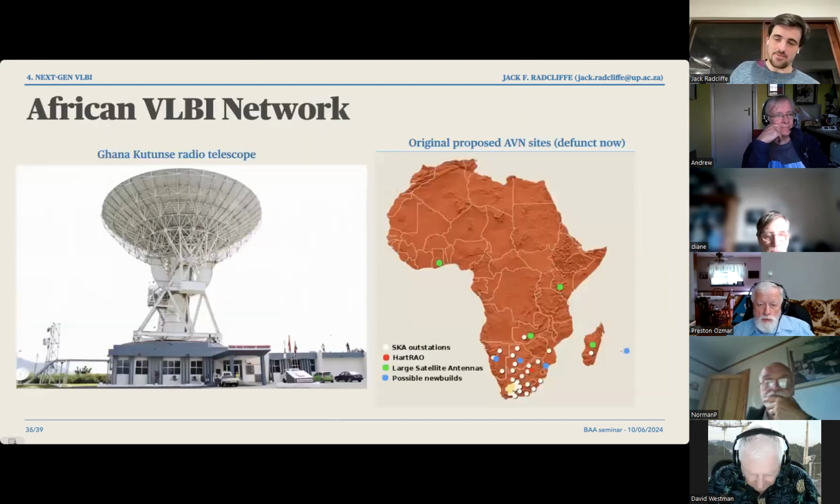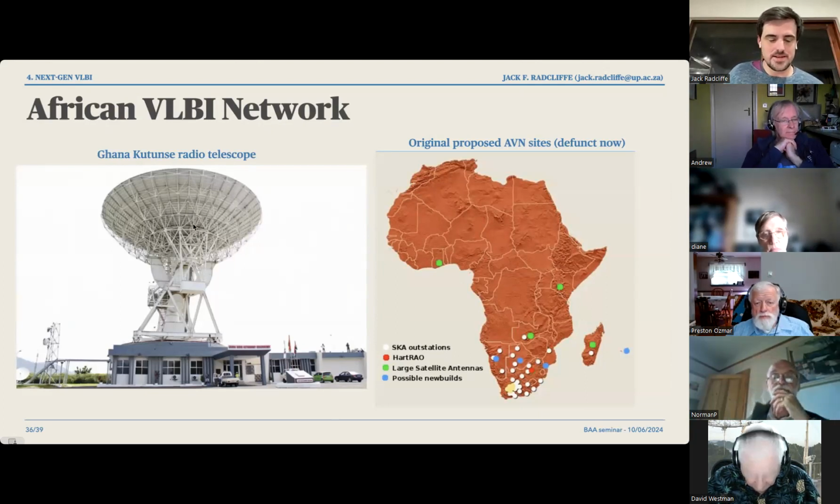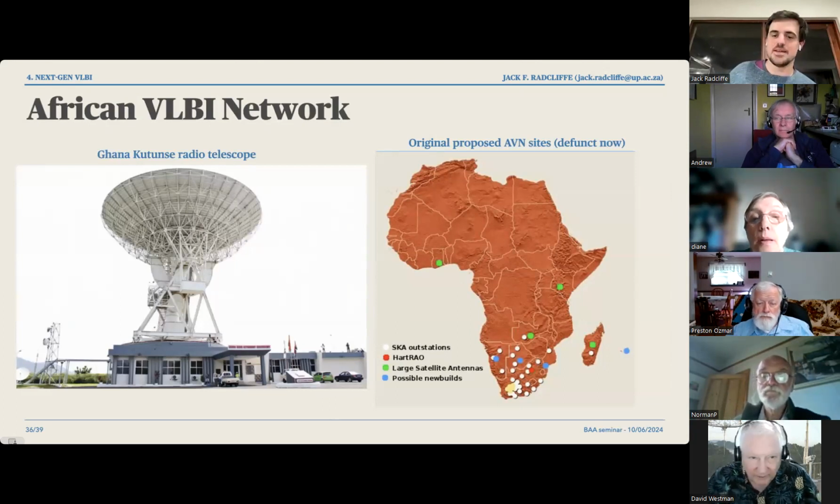And of course, we've got the African VLBI Network. This is a long story. It's something that us in Pretoria are trying to push. One of the telescopes is now active. This is the Kuntunse radio telescope in Ghana, a 32-meter satellite dish, which has basically been refurbished to now be a radio telescope. They've just got their maser, so they can now observe at C-band.